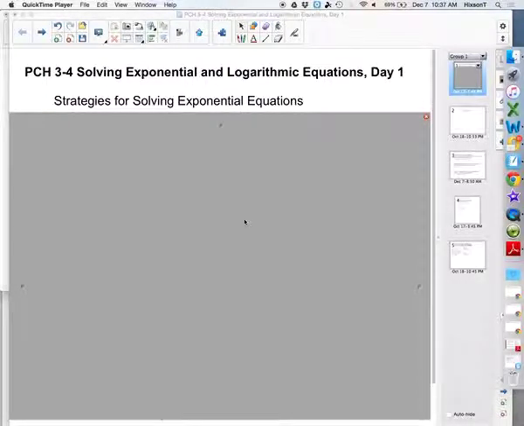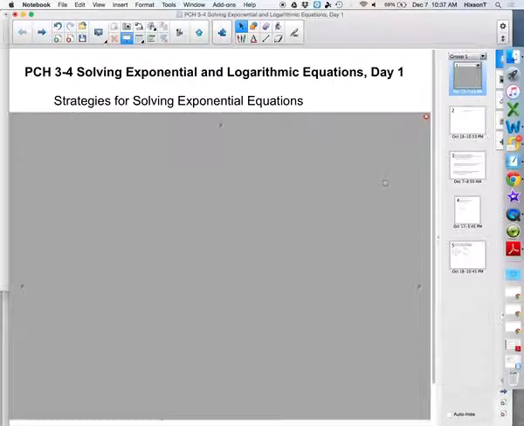I want to do is present a few different strategies. And again, these are things that we have observed as we've solved some of these equations already. But I wanted to have them all here together formally, and just kind of put them all together here. So, some strategies for solving exponential equations.